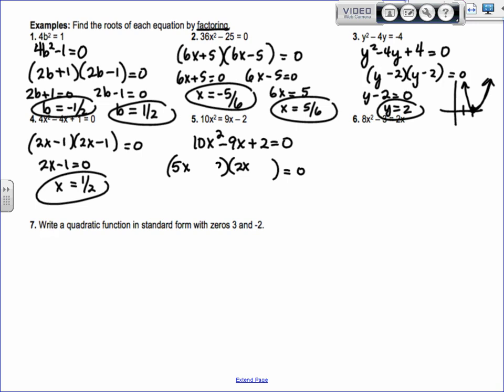So I'm going to put the 2 here and the 1 here, and then I'm going to think about my outer and inner. I have 4x and I have 5x. Can those combine to be -9? Yep. Both negative, right?